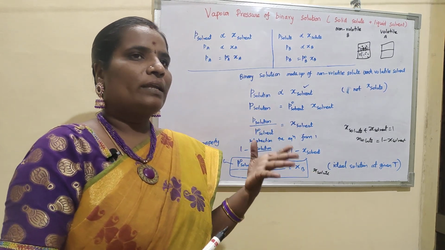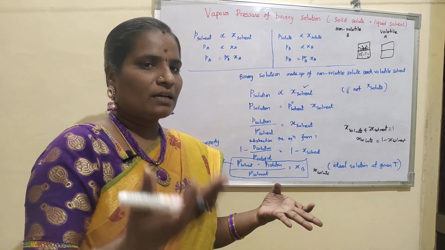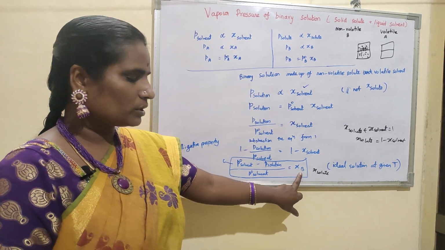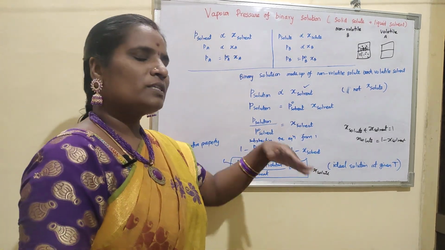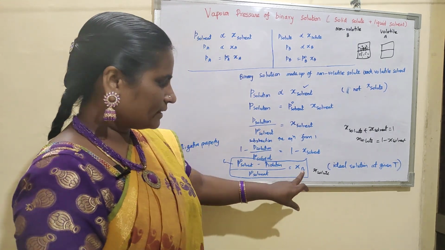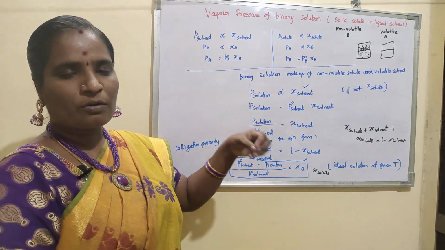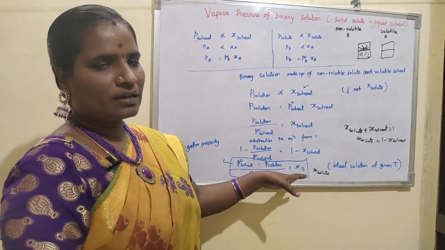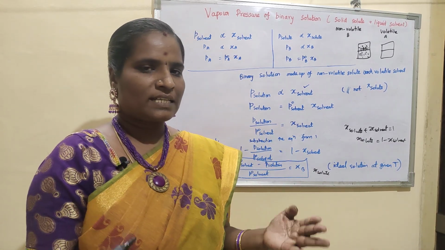So the relative lowering of vapor pressure of a non-volatile solute in a liquid solvent is equal to the mole fraction of the solute, okay? So this is the statement of Raoult's law. Whatever solutions follow Raoult's law are known as ideal solutions, and this equation is valid at a given temperature. When the equation is followed by the solution, they are known as ideal solutions. If the solutions are not following the equation, they are known as non-ideal solutions. That we will discuss in the next session.